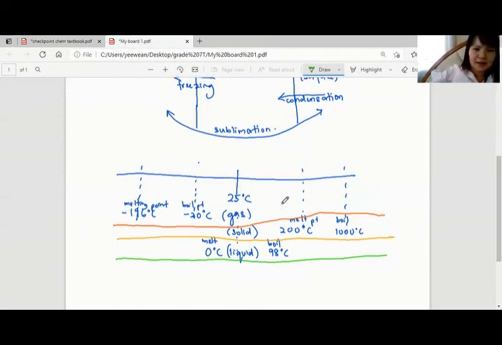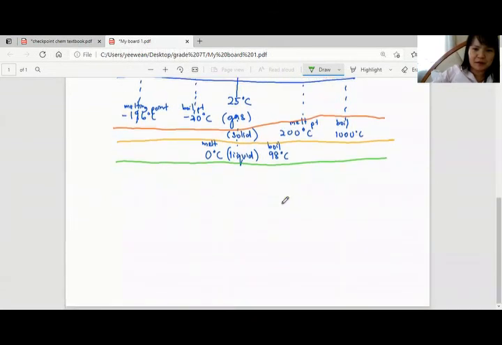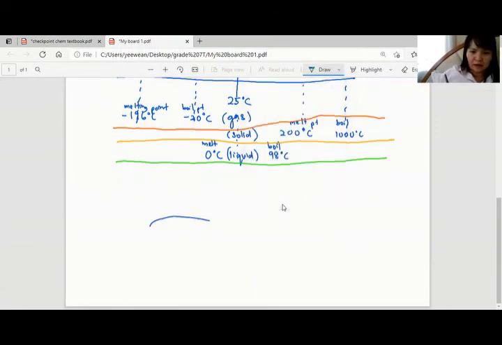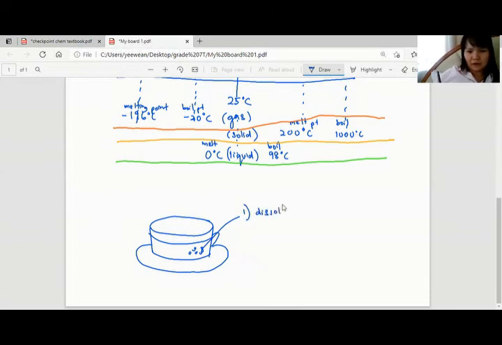Okay, the next thing that you need to revise is the diffusion and dissolving. So remember the coffee cup. You have a coffee cup and there's hot coffee inside it. And you put sugar into it. Okay, so the first thing that would happen is it will dissolve. Now, what's dissolve?